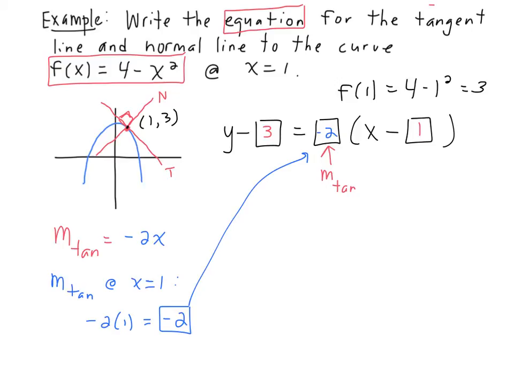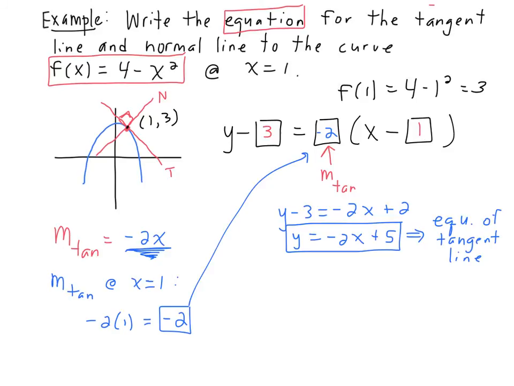Sometimes people have a tendency of wanting to put this negative 2x in that middle box. You're never going to put something with an x in there. Don't forget to plug in the x value of interest from the problem. Well, from there we can clean this up. When we clean this up, we end up with y equals negative 2x plus 5, which if we look at our graph, that seems to make sense. The y-intercept is plus 5. It's definitely greater than the 4 from where the parabola maxes out, and the slope is negative 2.